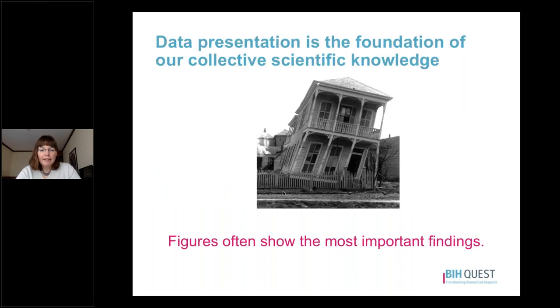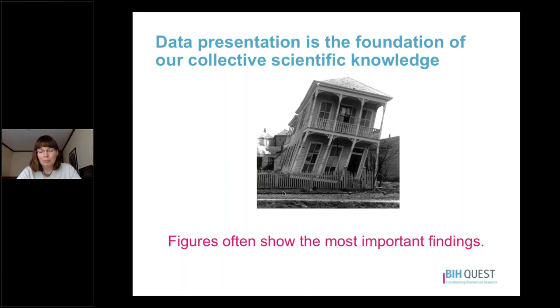I think it's really important that when we're talking about a course like ReproducibiliTeach, where we're looking at ways to make our research more transparent, more rigorous, and more reproducible, we spend some time thinking about why data visualization belongs in this type of a course. And I would argue that the reason for that is that data presentation is the foundation of our collective scientific knowledge. So in most papers, we're going to use figures to show the most important findings of our paper.